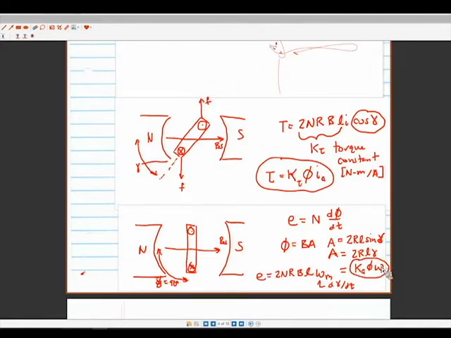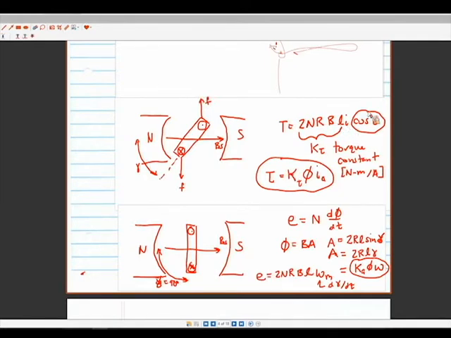Yes? Like your KT, it doesn't include the I, correct? For the torque, it's 2nRBL. Yeah, it's a little bit more complicated than that. It really depends on the type of motor we're using. Maybe I should have split this out into different types of motors.